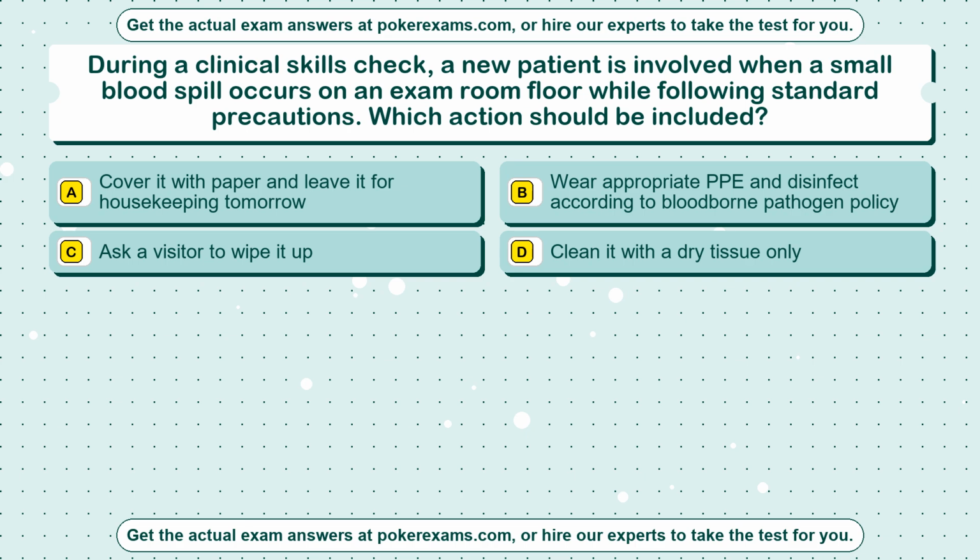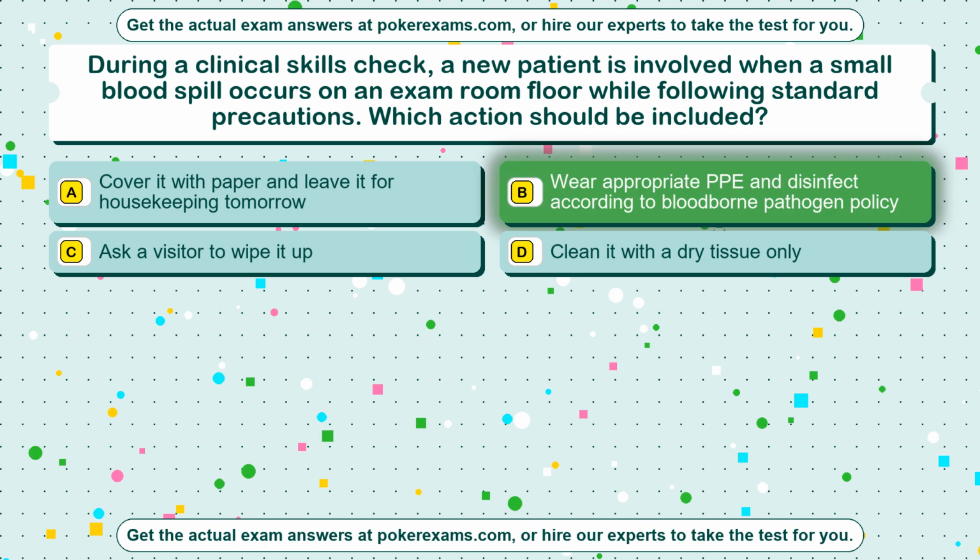Which action should be included? Option A, cover it with paper and leave it for housekeeping tomorrow. Option B, wear appropriate PPE and disinfect according to bloodborne pathogen policy. Option C, ask a visitor to wipe it up. Option D, clean it with a dry tissue only.